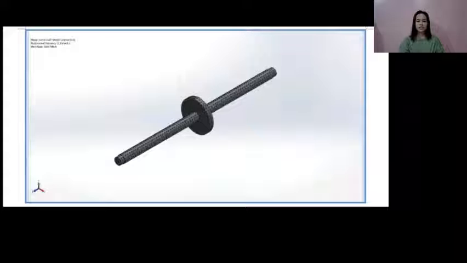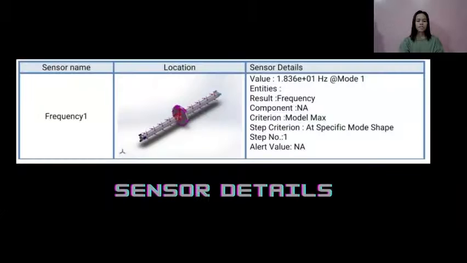As you can see, the image shows the model which has a shaft and the uneven disc, or damper, of the model. This part shows the details of the sensor, and the sensor name is frequency, since that is what we want to detect. So the frequency that is detected in mode 1 is 18 Hz.